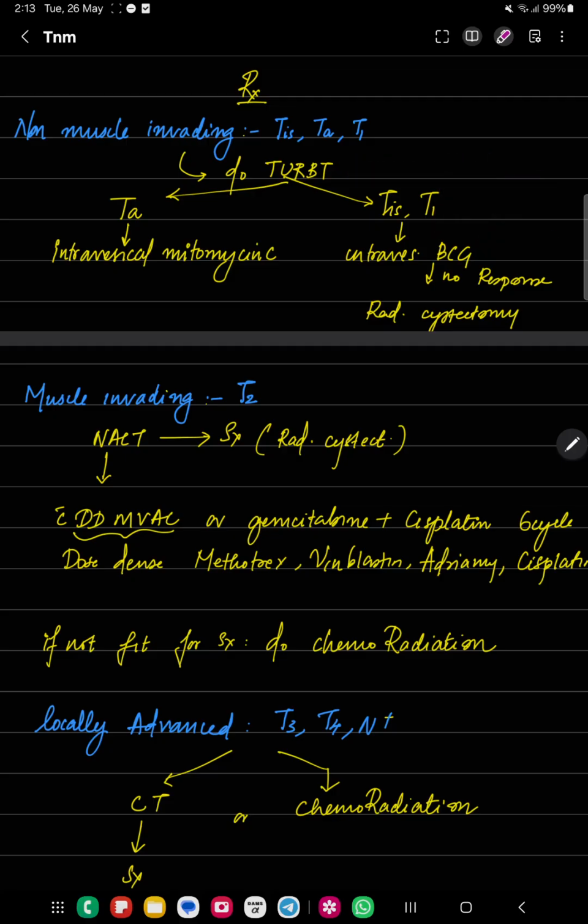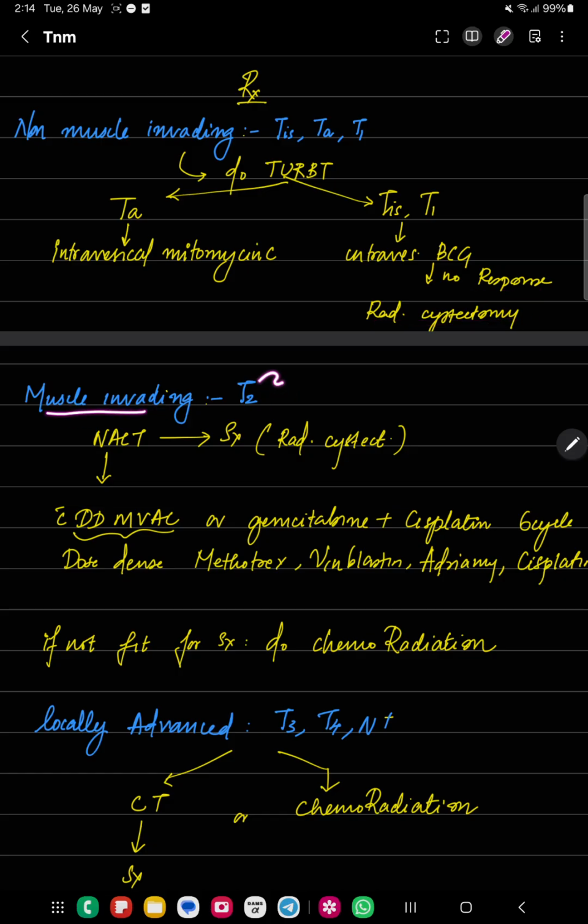Then the pathologist will tell us whether it is TA or TIS or T1. If it is TA, we can give intravesical injection of mitomycin C. If it is TIS or T1, we can give intravesical BCG injection. This is given weekly for 6 weeks. After that, every 3 weeks for about 6 months to 3 years. And if there is no response, you can do radical cystectomy.